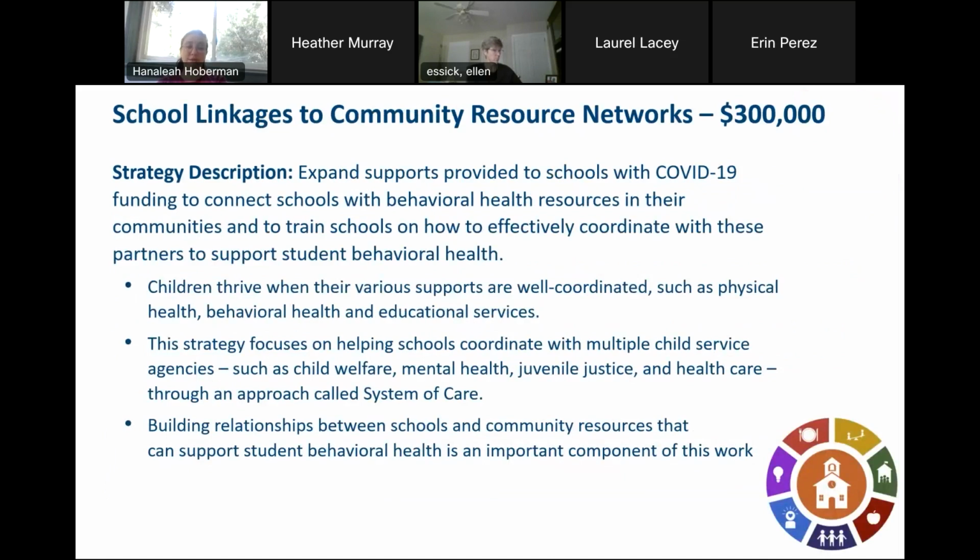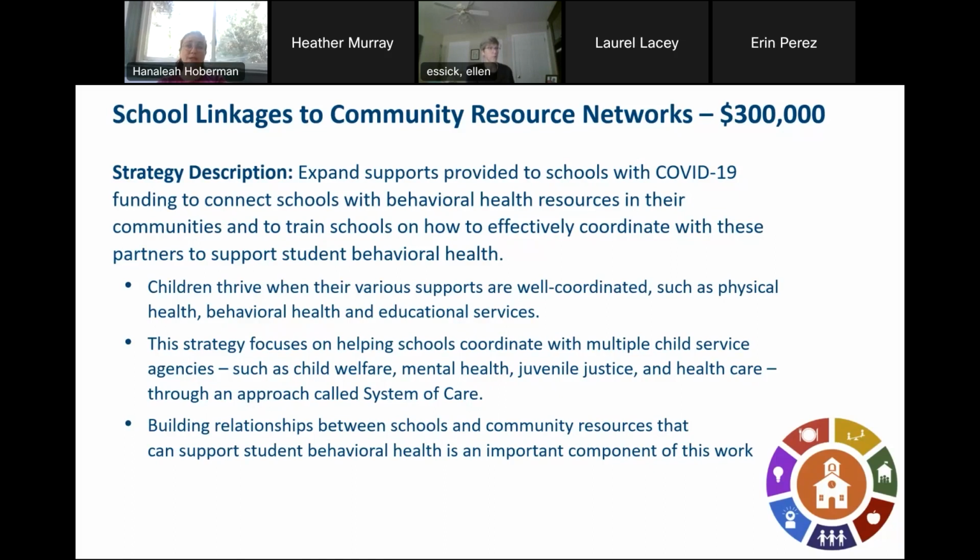We also have a strategy here that builds upon some of the work we've done over the last couple of years with federal funding for COVID-19 response in schools. We have this comprehensive set of offerings and supports that we've given to schools over the last couple of years to support them in reopening and addressing the mental and behavioral health needs of students that have arisen during COVID. A number of the strategies in the plan build upon that work that has been successful or is really promising and that we want to continue. And this strategy, school linkages to community resource networks, is the first of those in the plan.